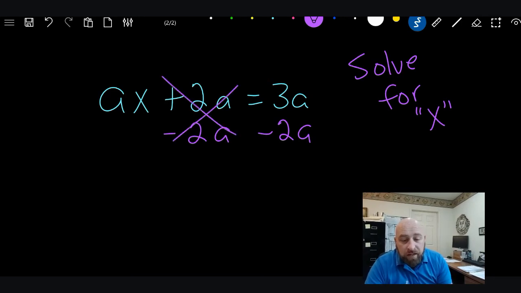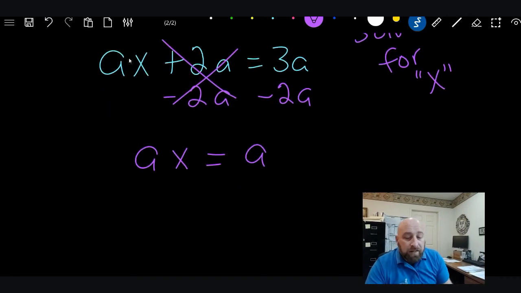Okay, because that's going to cancel. And this is going to give us 1A or just A. So AX equals 1A or just A. You don't have to write the 1. And now I'm going to divide both sides by A.